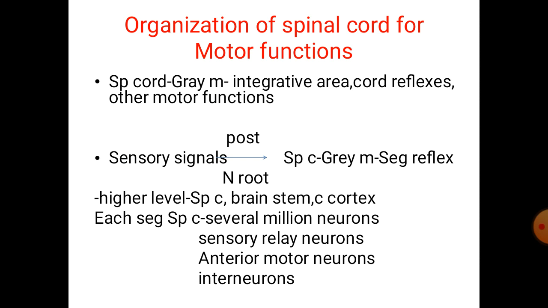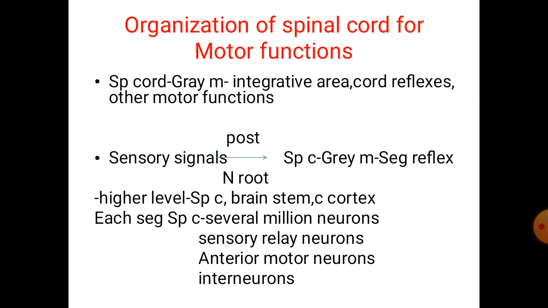The sensory signals come through the posterior nerve root. Some of them may connect with the gray matter in the same segment or a slightly higher segment to give you the segmental reflex, but most of the signals again go to the higher levels of the spinal cord, maybe to the brain stem or maybe to the cerebral cortex.